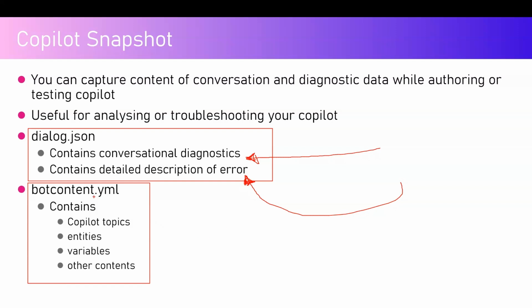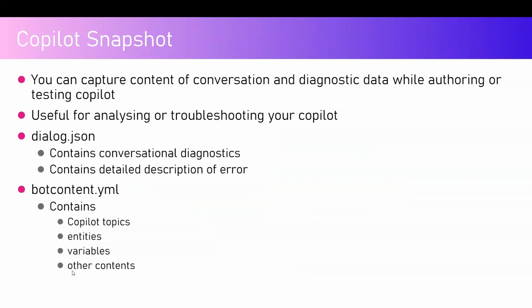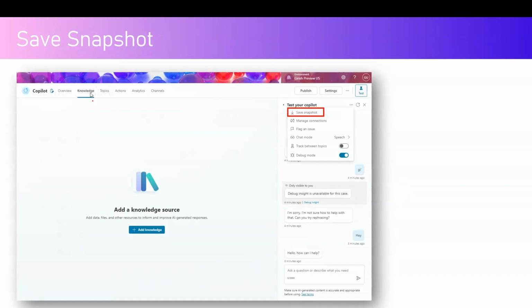Then there is a file called botcontent.yml. This is basically the composition of your Copilot. It will contain Copilot topics, entities, variables, and other content related to your Copilot. These two files will help you to troubleshoot or understand the issue which is happening within your bot.